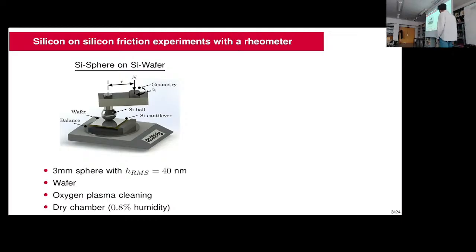The sphere has a roughness of 40 nanometers. The wafer is almost flat compared to that. And we do the experiment in a dry chamber to avoid the formation of capillary bridges. So there's no water in the system.